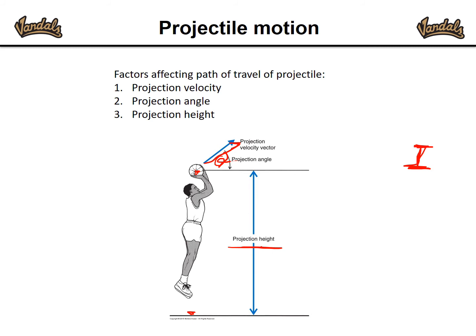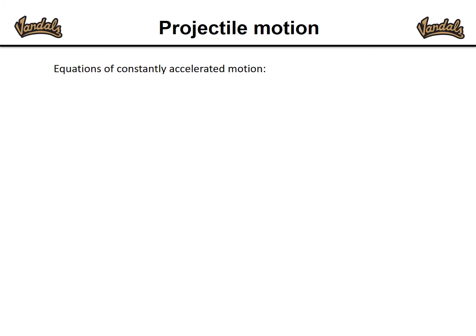So that's where all this comes into play. Remember, these are the three factors that affect projection path: velocity of projection, angle of projection, height of projection. Okay, so here we have one of the very important parts of this, and this is projectile motion equations.